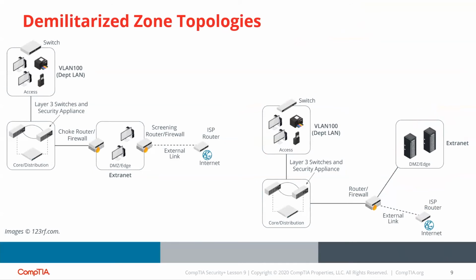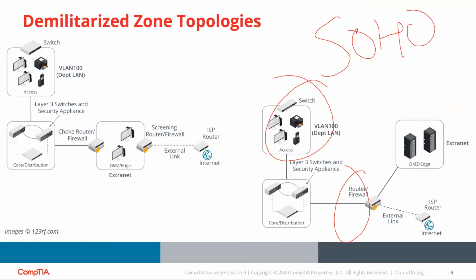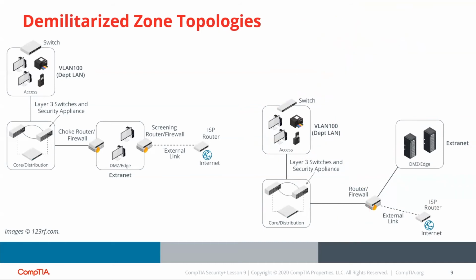Okay. Now, we talked about our switches, layer 2, our routers, layer 3. If we have a router and firewall in one device, that is called a SOHO device. Okay. What else did I want to touch here? Okay, and with our switches, one more thing, right?